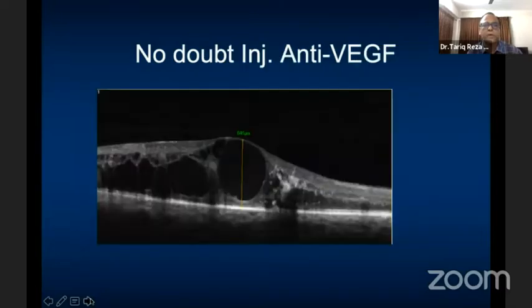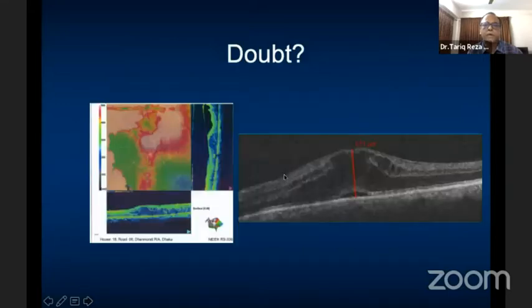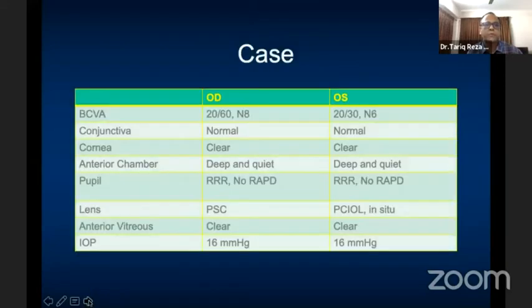If this patient comes to us, we have no doubt that we have to go for pars plana vitrectomy. But for this patient, we can try injection anti-VEGF. But if there is a doubt whether we will go for injection or directly for pars plana vitrectomy, let us see one patient.